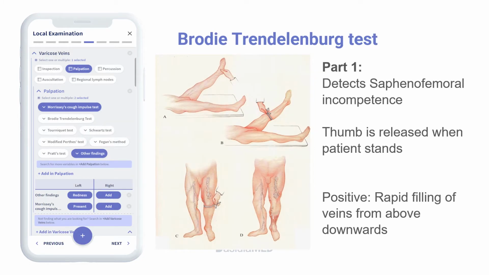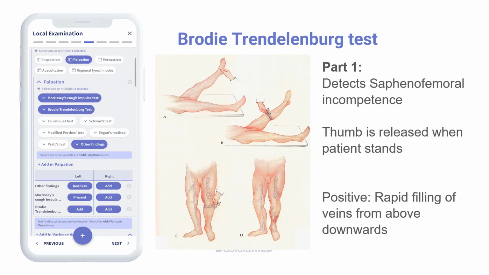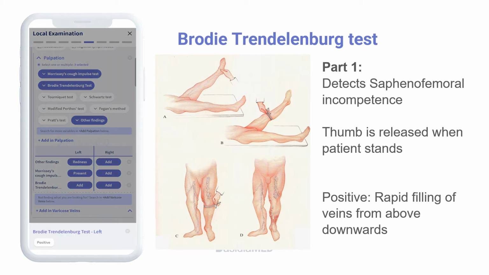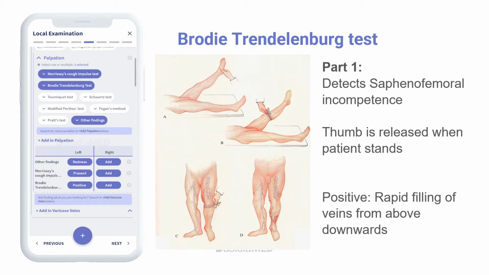The Brodie-Trendelenburg test consists of Part 1 and 2. Part 1 detects saphenofemoral incompetence. In Part 1 of the test, the patient is asked to lie down supine. The leg is elevated to empty the vein. The saphenofemoral junction is occluded by placing a thumb on it, and the patient is asked to stand. The thumb is released immediately. Rapid filling of veins, from above downwards, indicates saphenofemoral incompetence.